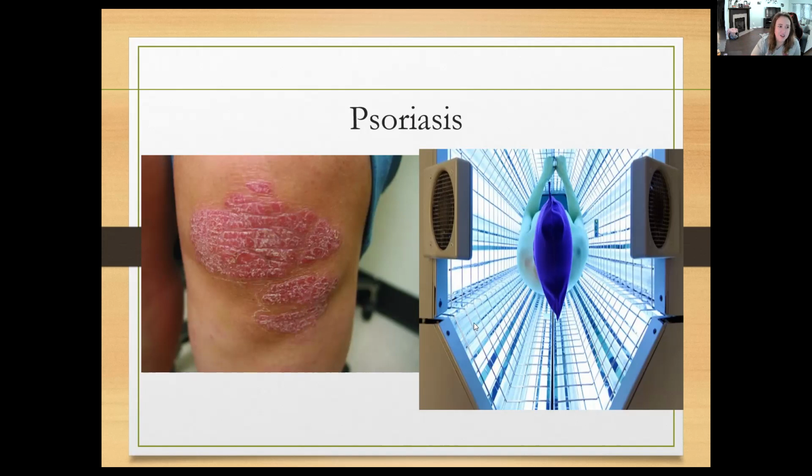So what we have is this raised, silvery looking, kind of, it's well demarcated. So what does that mean?